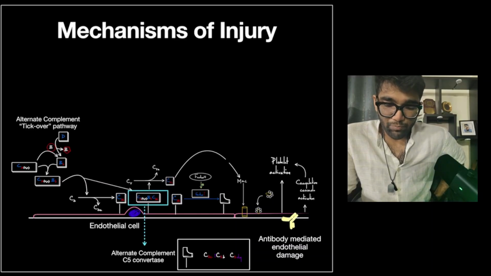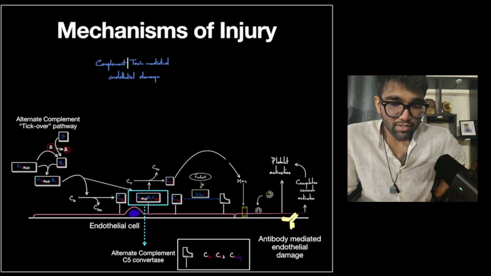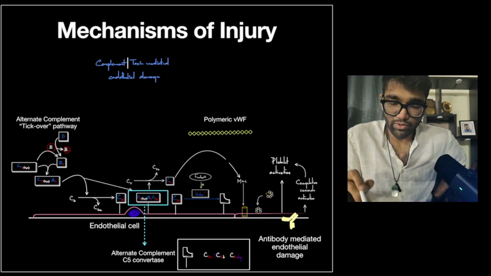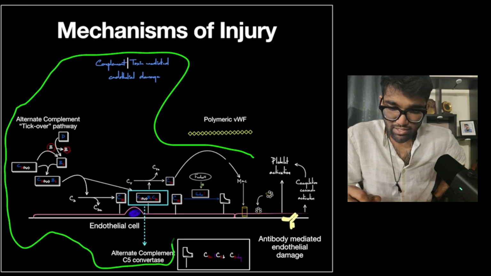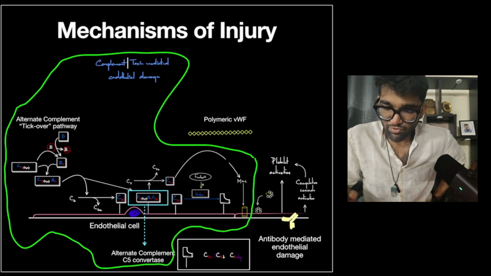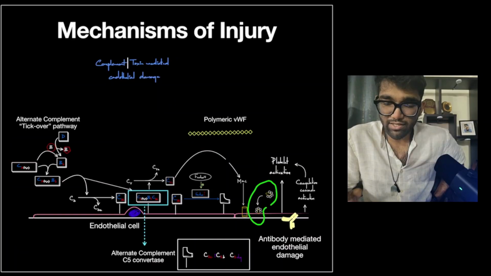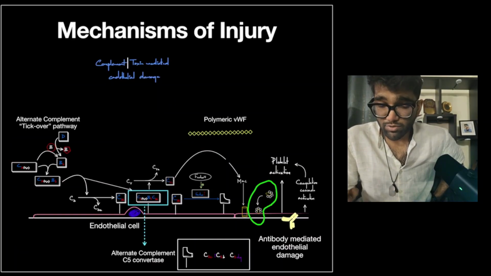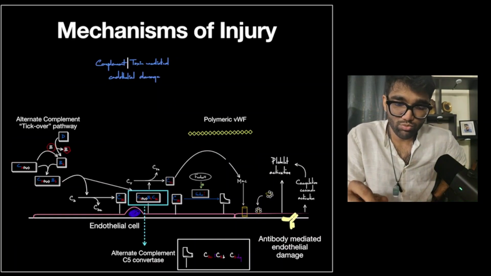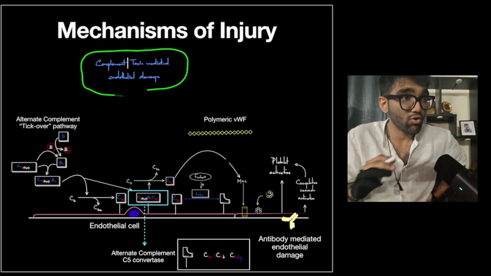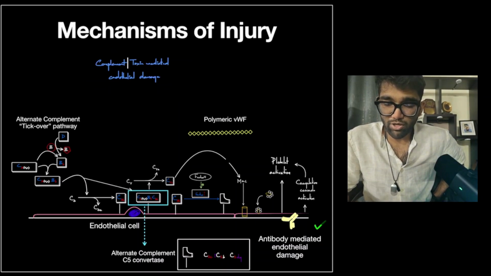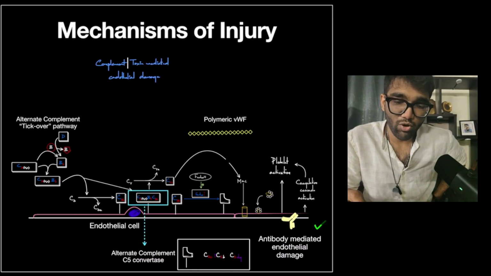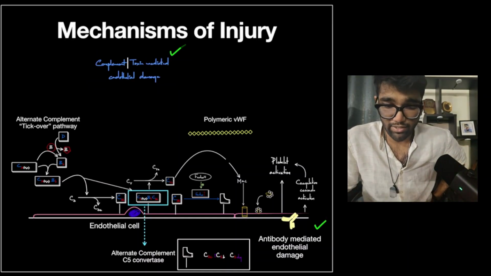Now, there are other ways of activating complement as well. So this was the complement mediated pathway. Technically, the same thing can also happen if you've got a toxin that is getting inserted into the cell membrane and producing a pore. Therefore, I combine these two mechanisms of injury into one, that is the complement or toxin mediated endothelial damage mechanism. So we have antibody mediated endothelial damage, and then we have complement or toxin mediated endothelial damage.